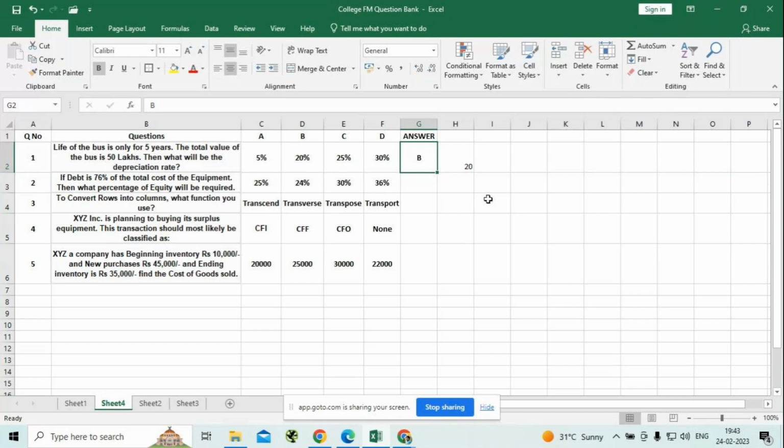So why is it 100? See, the total value is going to be 100%, right? The value of an asset at the start will be 100%. Then every year it is going to get reduced by 20%, 20%, 20%, right? So if you keep reducing 20 from 100, only after the fifth year it will be 0. Okay, sir.